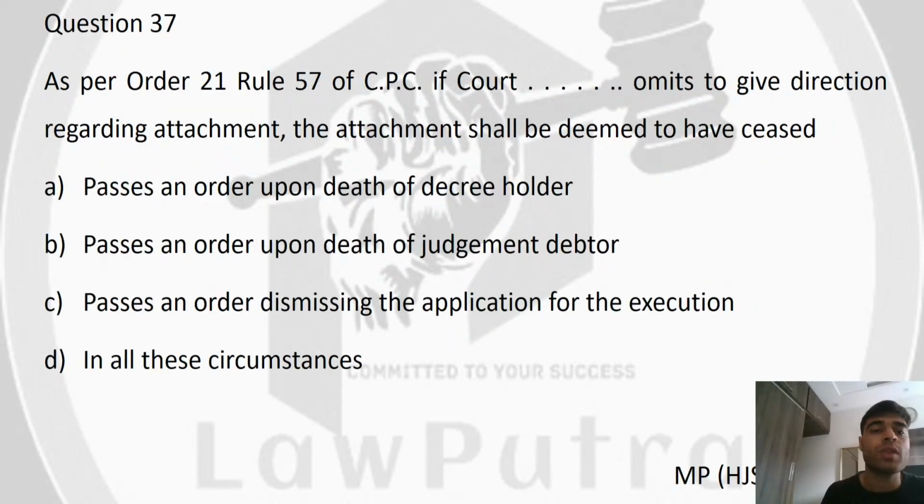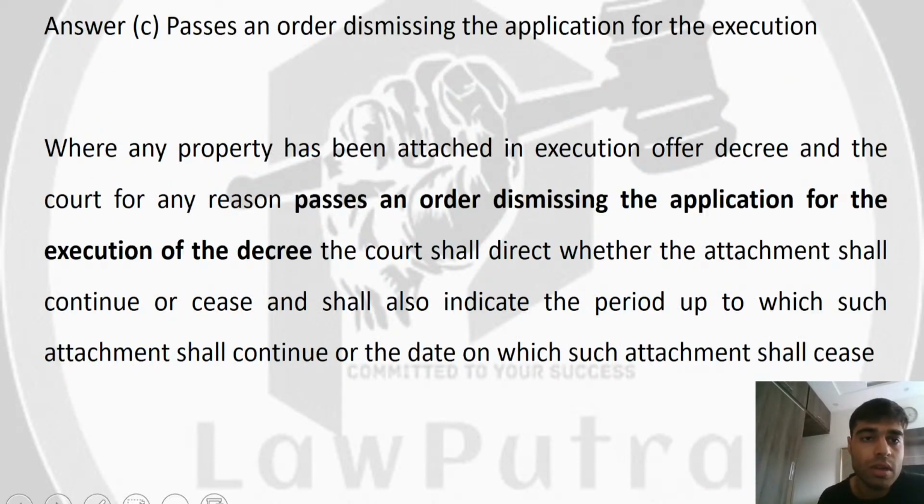Next question. Question number 36. As per Order 21, Rule 57 of CPC, if court omits to give direction regarding attachment, attachment shall be deemed to have ceased. Passes an order upon the death of the decree holder, passes an order upon the death of judgment debtor, passes an order dismissing the application for execution, in all these circumstances. So the answer is passes an order dismissing the application for execution.